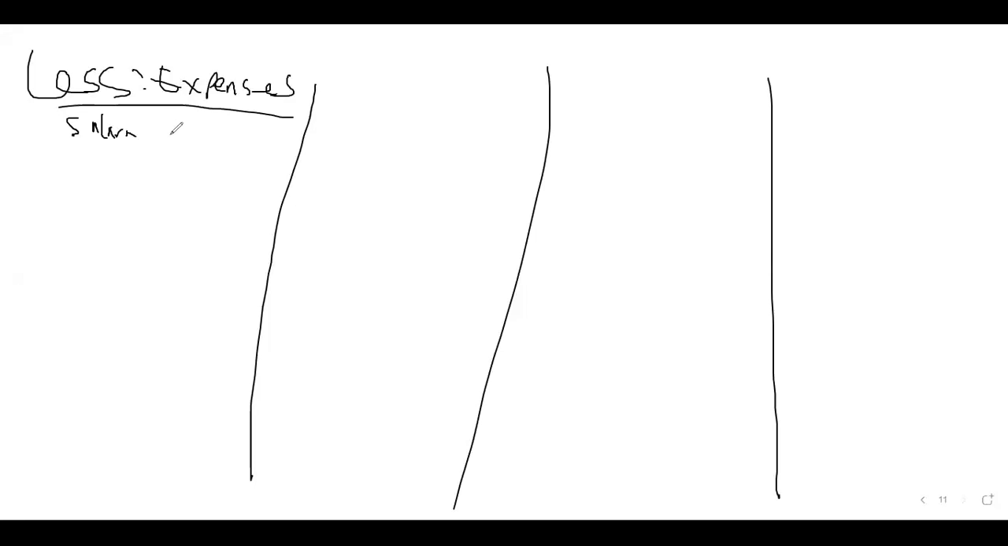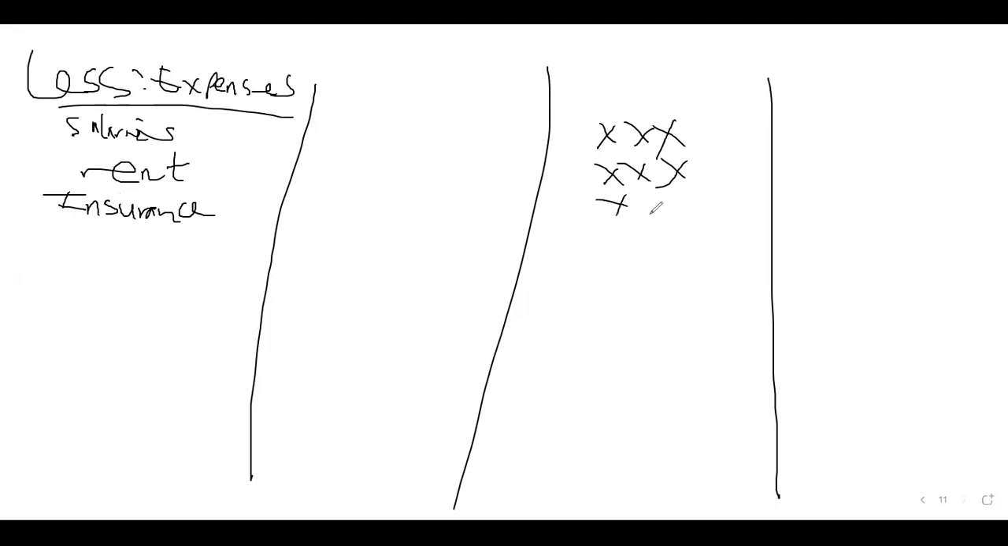So on the salaries, that's an expense. Of course, it can be salary and wages. Then we can now have rent as an expense. Of course, there we can have insurance, which is also an expense.